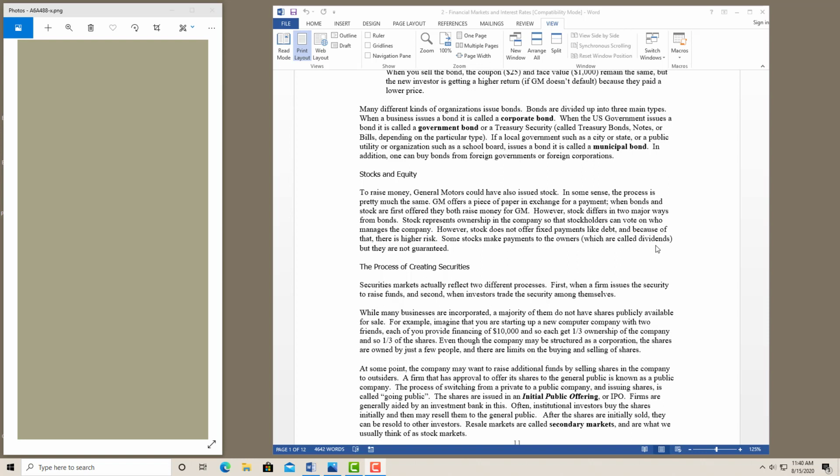And while stock offers payments such as dividends, they're not guaranteed like the debt payments, the coupon payments. So the dividends could be paid or could not be paid depending on how the firm is doing. Also, the lifetime of stock is indefinite, unlike that fixed lifetime of bonds.